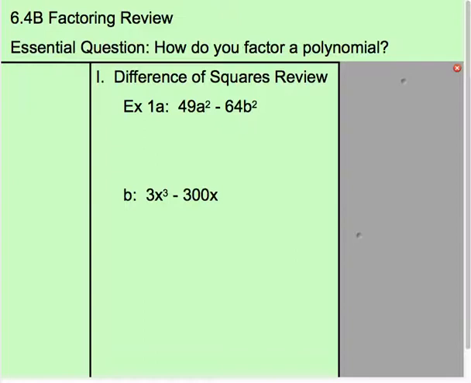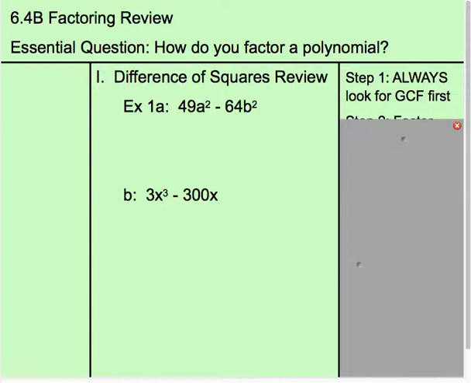So this lesson is some factoring review. All of this type of factoring we have seen before, so hopefully this will just jog your memory. So the first thing that you do when you're factoring is always look for a GCF first. Always look for GCF first. Very important rule in factoring.